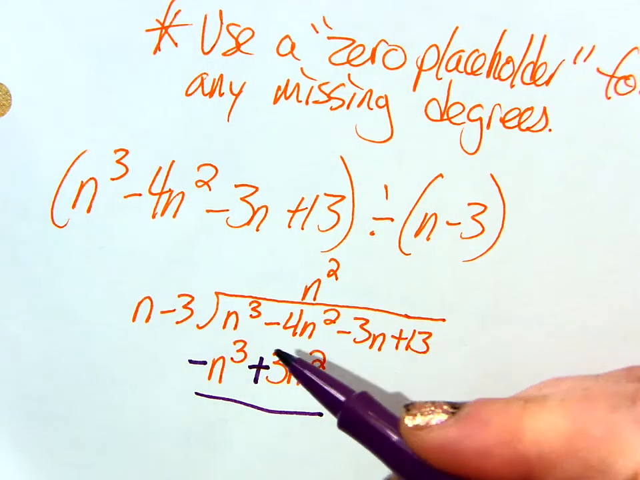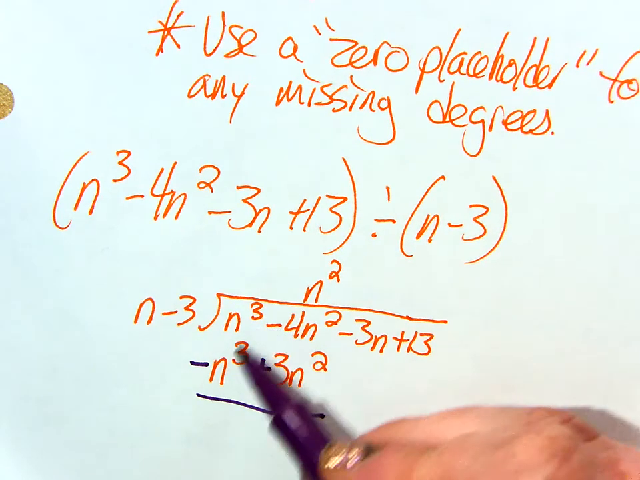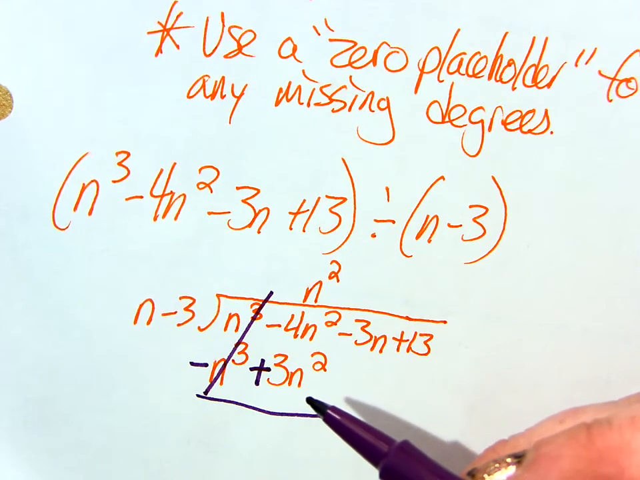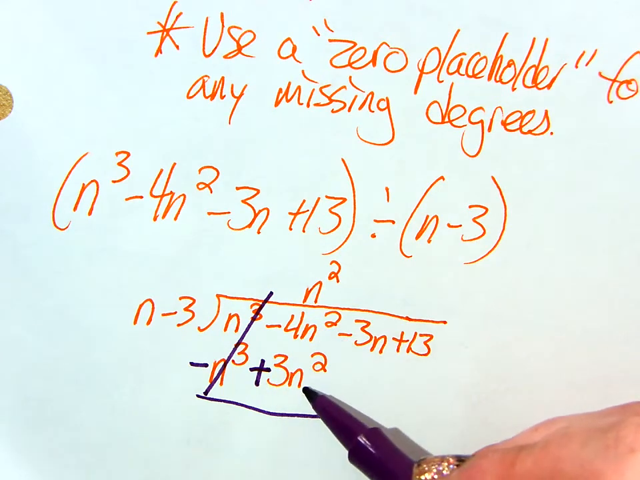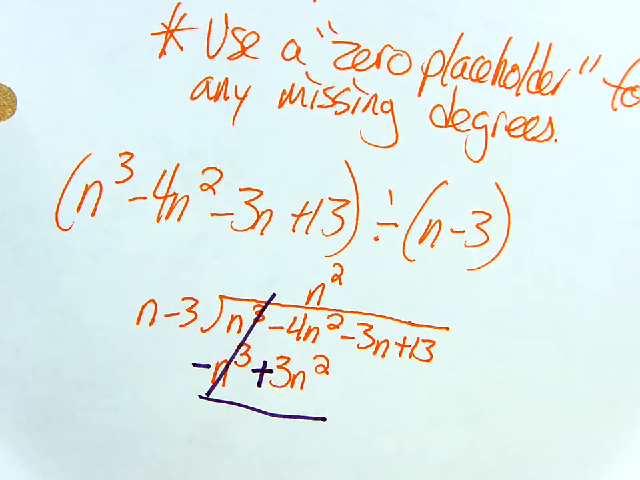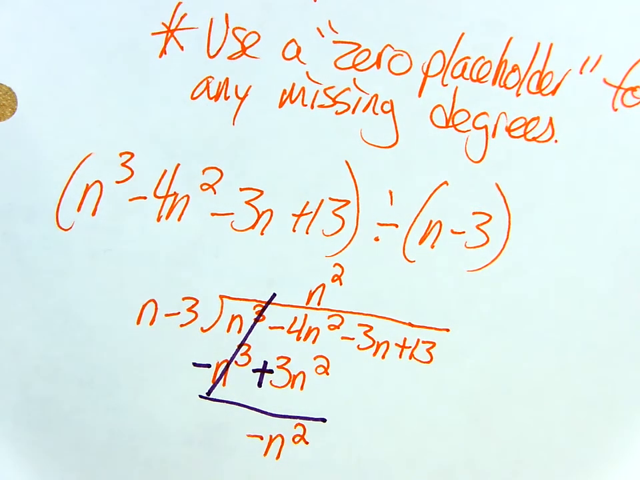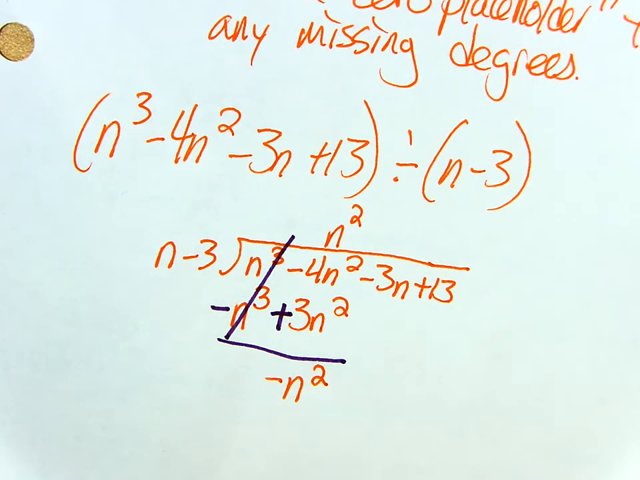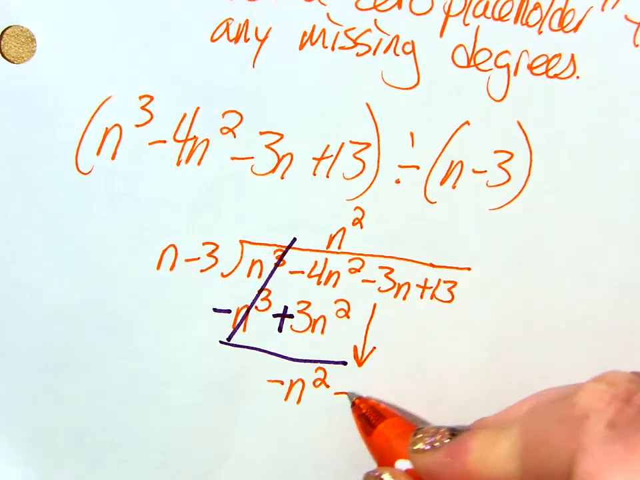Now, look what happens. N to the third minus n to the third, that first term will always cancel out. Always. If it hasn't canceled out, you've done something wrong. And now, negative 4n squared plus 3n squared would leave me with what? Negative n squared, correct. And then, what did you do when it was numbers? What was the next thing? Exactly, you bring down the next number. So in this case, I'm going to bring down negative 3n.